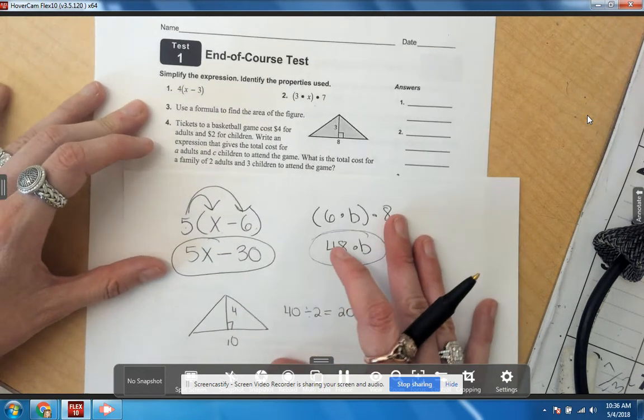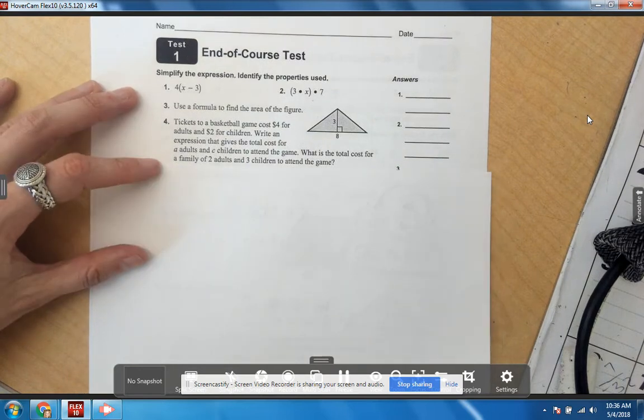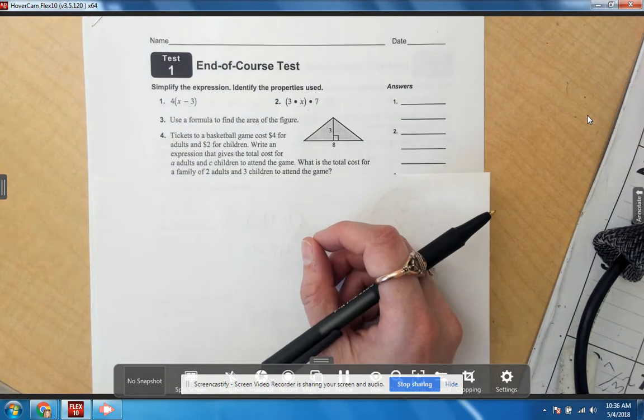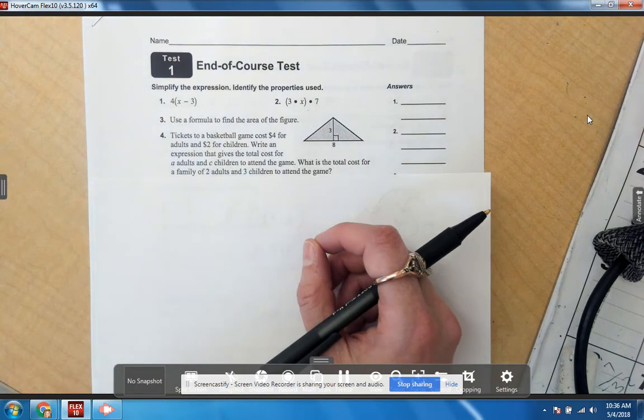Number 4, I'm going to see if you could try this one, and then I'll do it out for you, just because it's going to take me forever to make up my own example. So pause and try this, and then watch me do it.